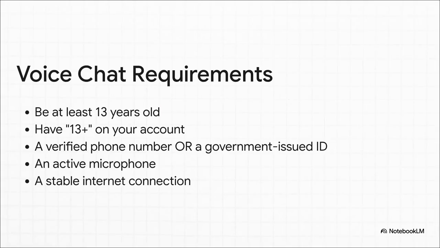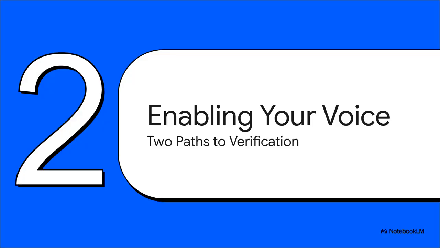Let's run through a quick checklist to make sure you're good to go. First, obviously, you've got to be 13 or older, and your account has to reflect that. Next, you'll need a way to prove it, either with a verified phone number or a government ID. And of course, the practical stuff. You'll need a microphone that actually works and a decent internet connection so you don't sound like a robot. Got all that? Awesome. Now for the fun part: actually turning this thing on. You've basically got two ways to get verified, so let's break down both options.